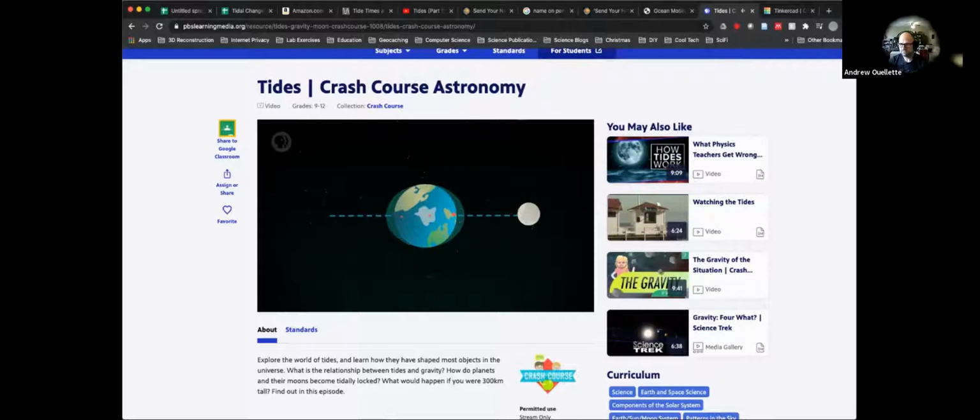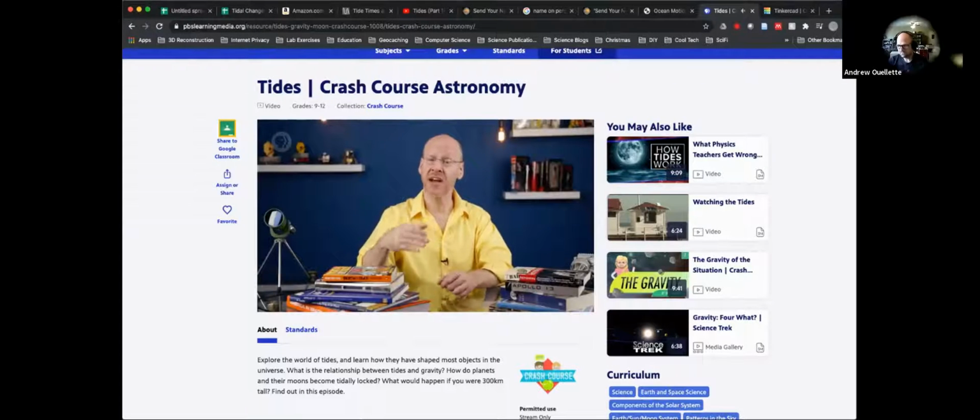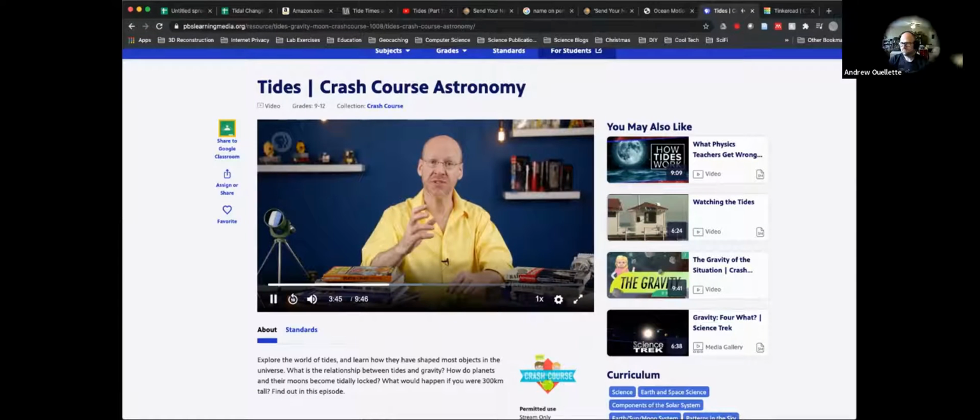This is exactly the same as if the far side is being pulled away from the center, and that's why you get two bulges on opposite sides of the Earth. The tidal force is therefore strongest on the sides of the Earth facing toward and away from the moon, and weakest halfway in between.